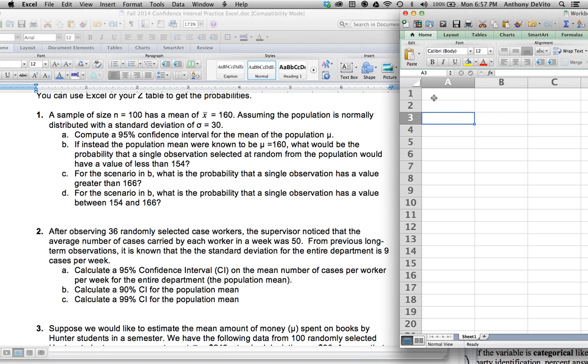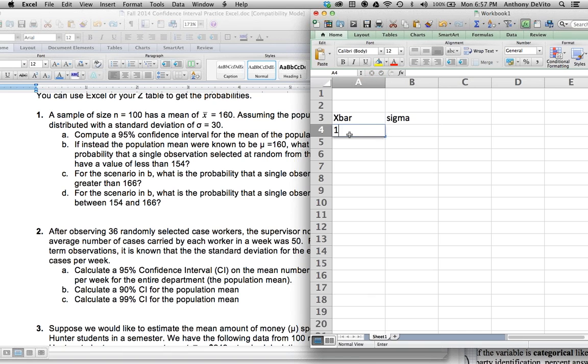Okay, so it's a confidence interval. We got X bar, we got sigma. Okay, so X bar is 160. What's N? N is 100. Okay, so let's calculate my standard error. What's my standard error equal to? It's equal to sigma. Excuse me, I didn't put that in there. Sigma was 30. So my standard error is equal to sigma 30 divided by the square root of 100. Basically just dividing it by 10. So standard error is 3.